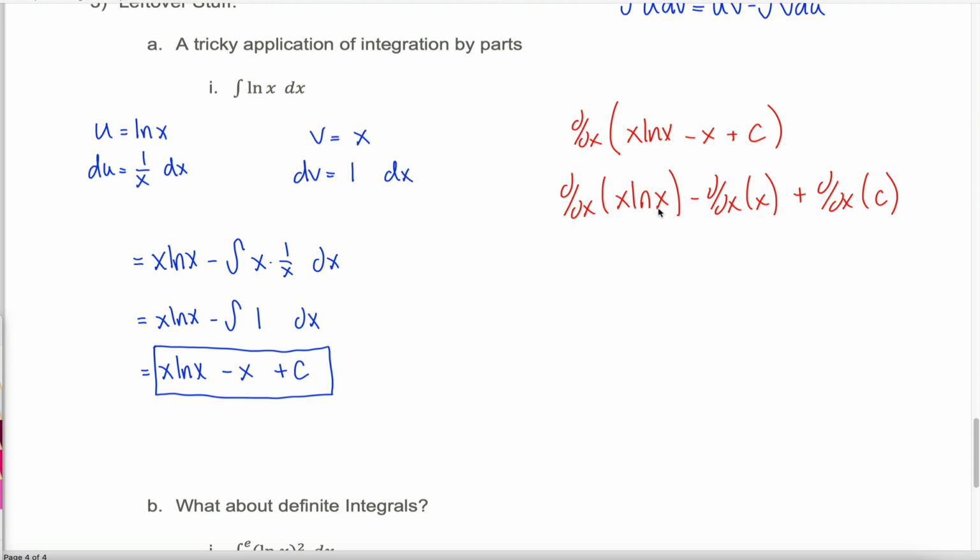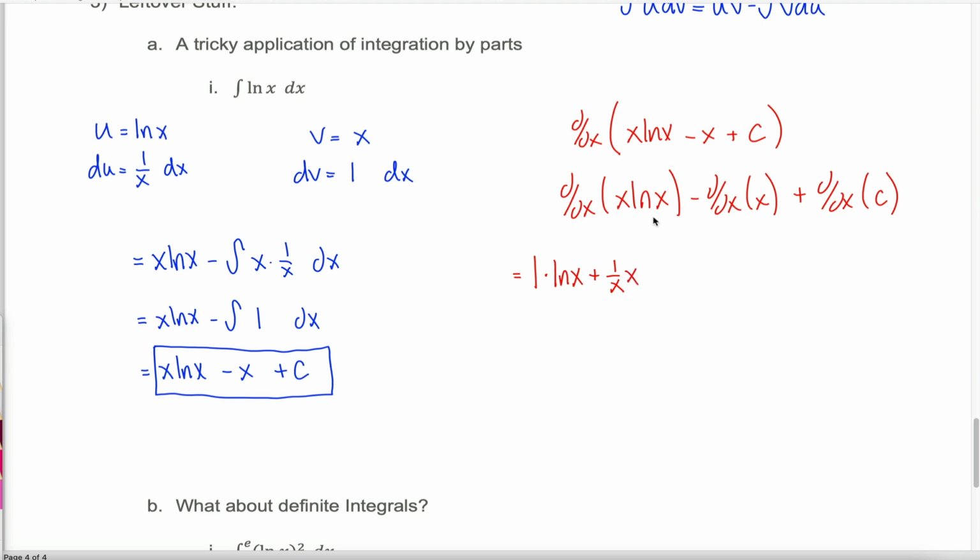For the derivative of x natural log of x, I'd have to use the product rule. So I take the derivative of the first thing, the derivative of x, which is just 1, and then I'd multiply that by the second thing, the natural log of x, and then to that I would add the derivative of the second thing, which is 1 over x, times the first thing, which is this x.